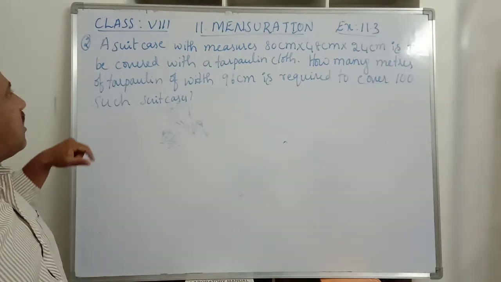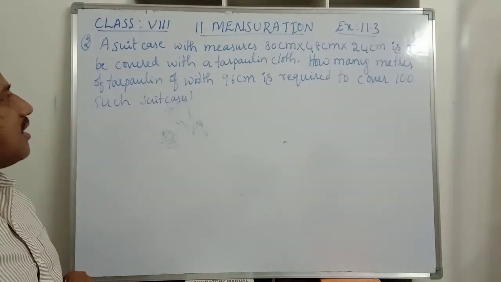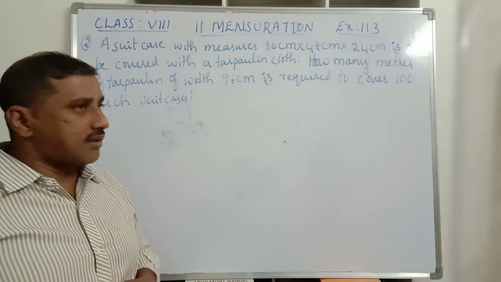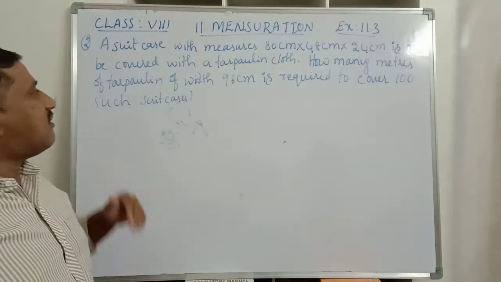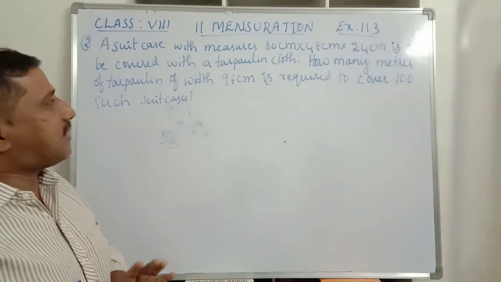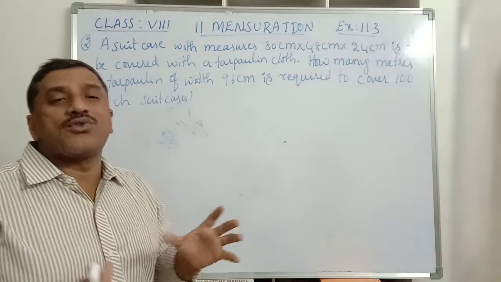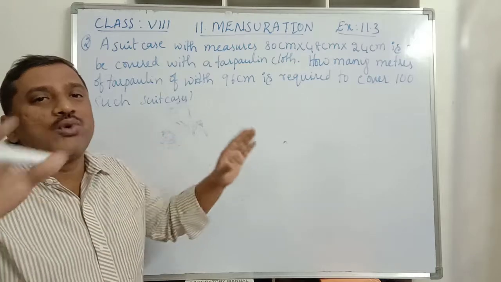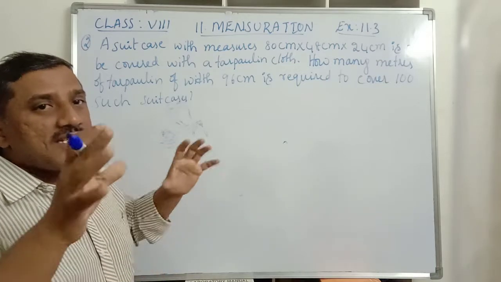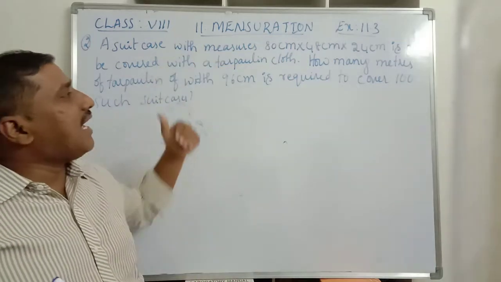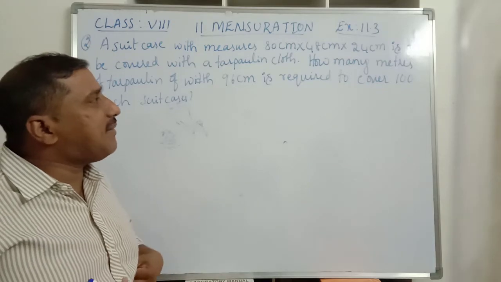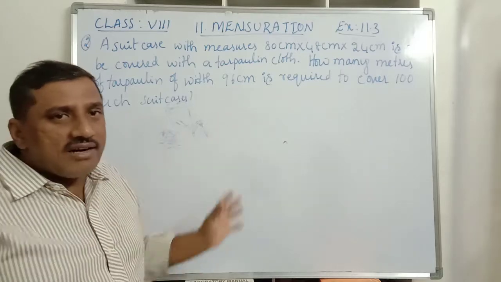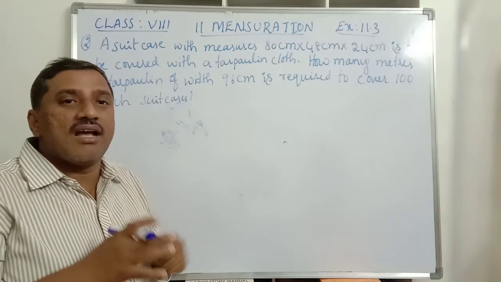The second question: a suitcase with measures 80 centimeters, 48 centimeters and 24 centimeters is to be covered with a tarpaulin cloth. So what is the shape of the suitcase? Yes, preferably it is a cuboidal shape and that suitcase is covered with a cloth. The measurements of the suitcase are given: 80 centimeters length, 48 centimeters width and 24 centimeters height. So it is covered on all the six faces of the suitcase.